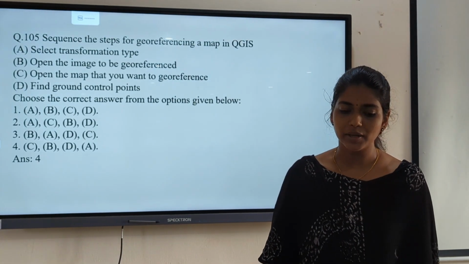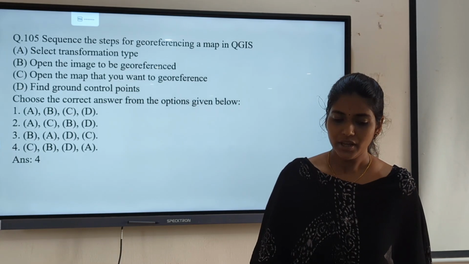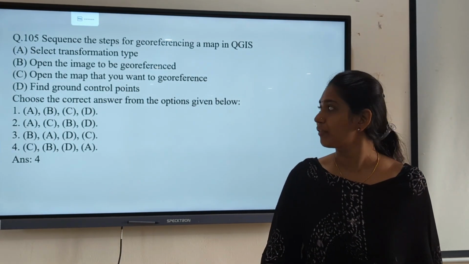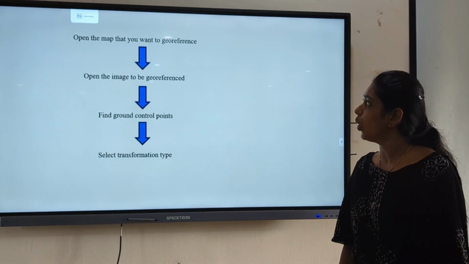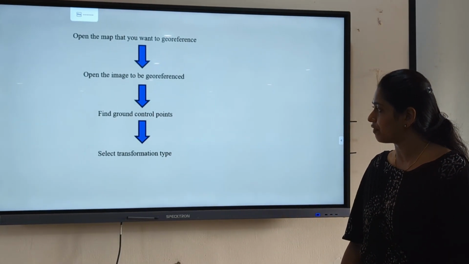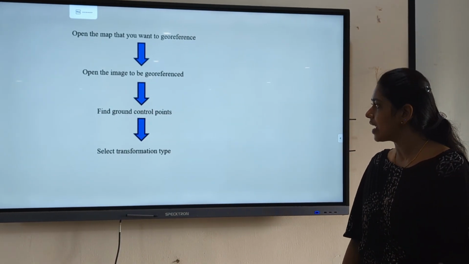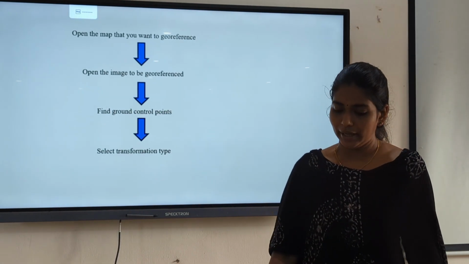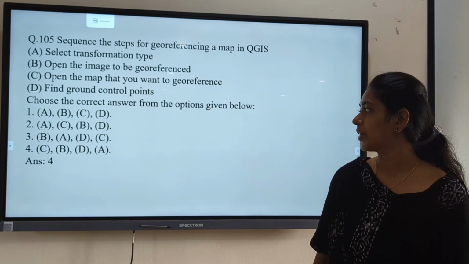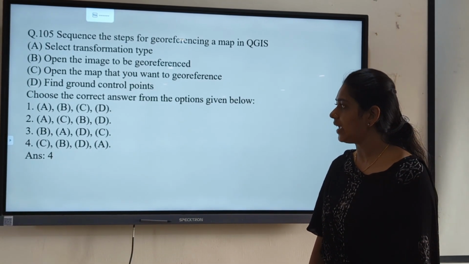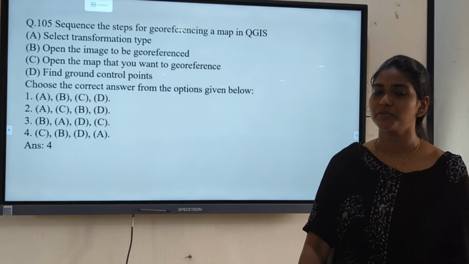Now moving to the second question. Here we have to correctly sequence the steps for georeferencing a map in QGIS. There are different steps, and from these we have to find out the correct sequence. If you know QGIS, the first step is to open the map we want to georeference, then the image has to be opened and we have to find the control points, and last we have to select the transformation type. Here the correct option is 4, starting with C followed by B and ending with A, that means at last we have to select the proper transformation type.